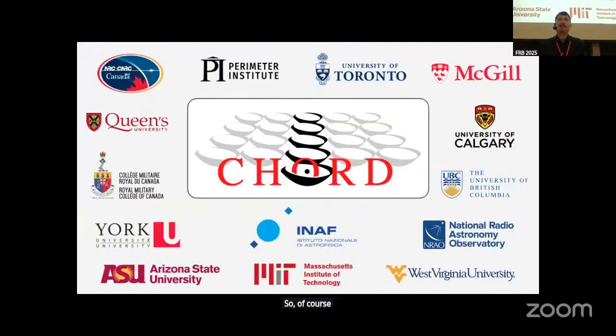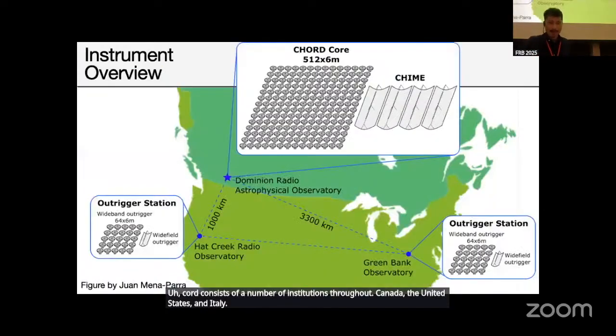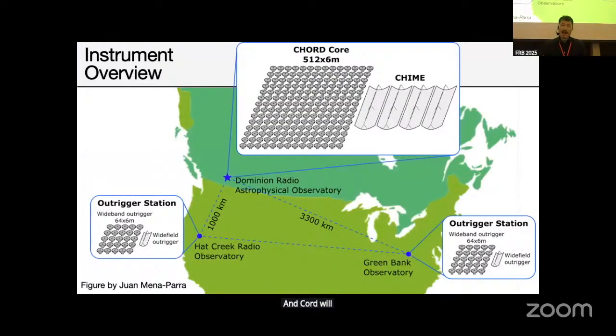So of course, I'm here on behalf of the CHORD collaboration. CHORD consists of a number of institutions throughout Canada, the United States, and Italy. And CHORD will consist of a compact core array of 512 6-meter diameter dishes located on a rectangular grid. This design enables fast algorithms for beamforming. It also has a high degree of redundancy, which we plan to use for precision calibration. CHORD will have 2 outriggers, each consisting of 64 6-meter diameter dishes.